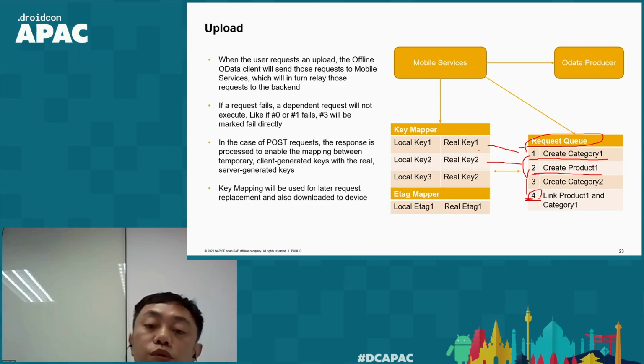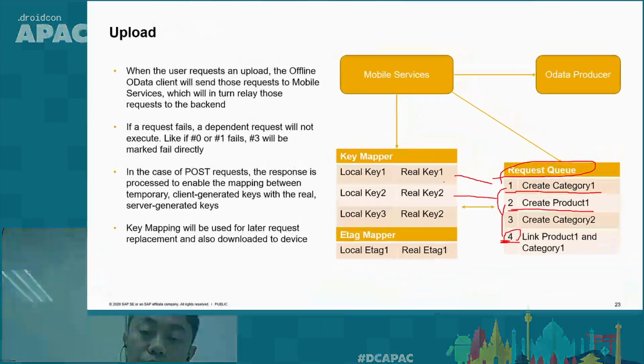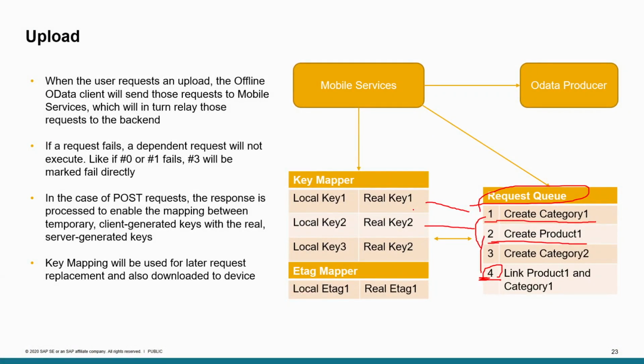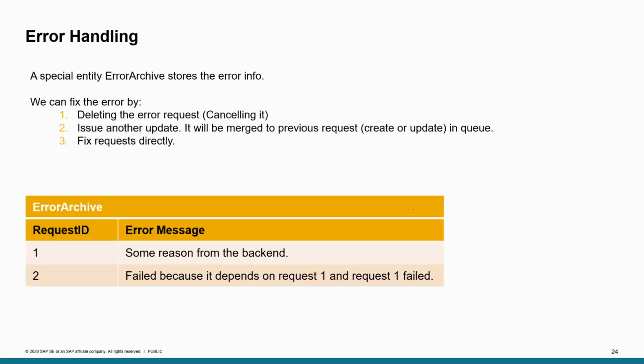And we'll do the same thing for the e-tag. If you create anything on device, we'll assign it a local e-tag. And if you do an update, we'll assign another local e-tag. But when we replay this information to the backend, we will try to replace the local e-tag with the real e-tag step by step. It's the same as how we do the replacement for the key mappings. And the next thing I want to talk about is error handling.